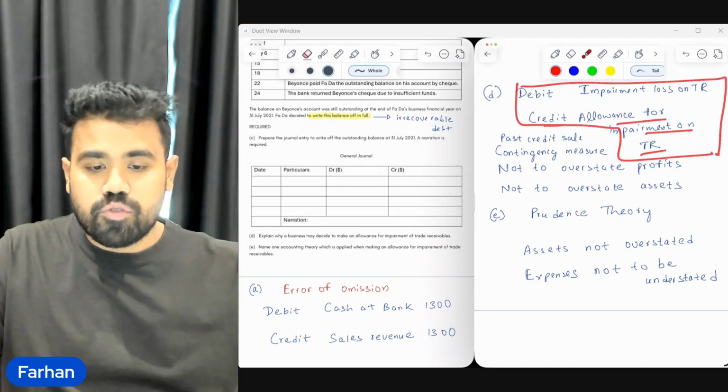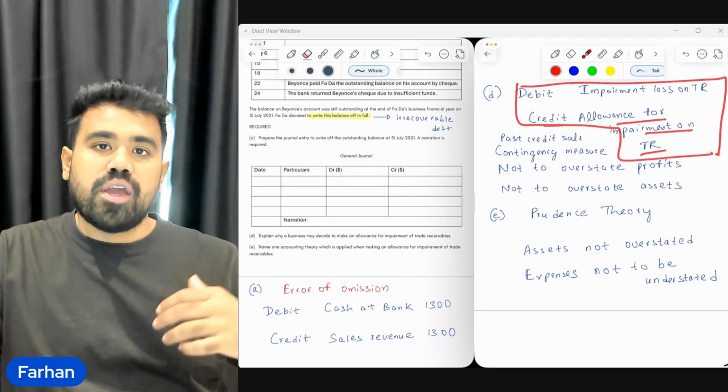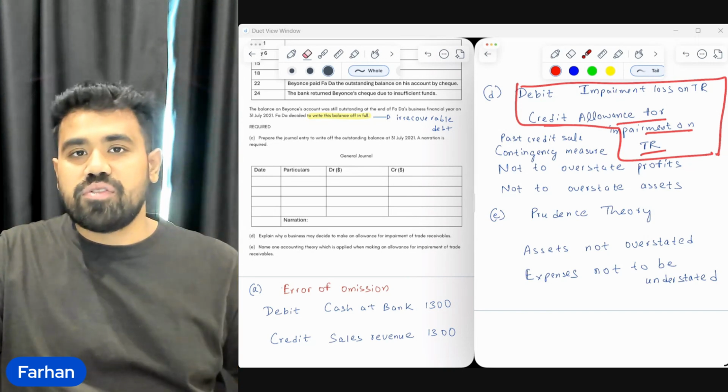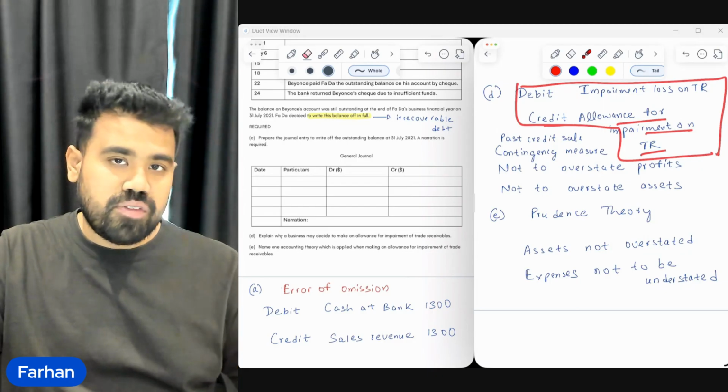And simultaneously, whenever there is an increase in allowance for impairment on trade receivables, which means that compared to the previous year, this year, the amount that we may not collect from credit customers has increased, which means it's bad for the business. Obviously, it's a loss, so therefore an expense is being incurred.